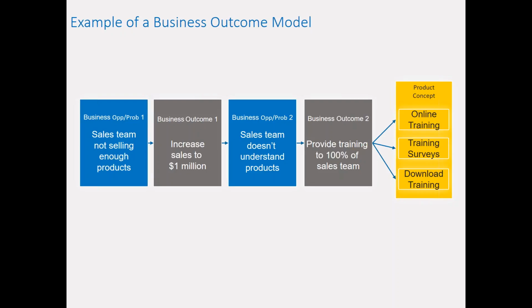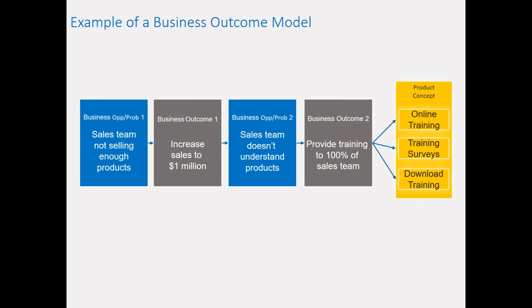So now I'm at that lower level and I'm really starting to talk about solutioning when I say provide training, and from there I can start to talk about what features I may or may not want to build. So in this case we're proposing that we might want to build an online training system. We might want to do surveys to figure out did they actually understand the training that they just took, and then maybe we need to be able to download training so that the sales team, when they're on airplanes and whatnot, they can actually read the training.